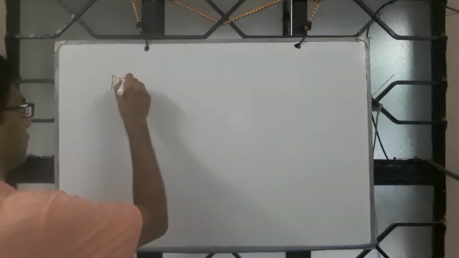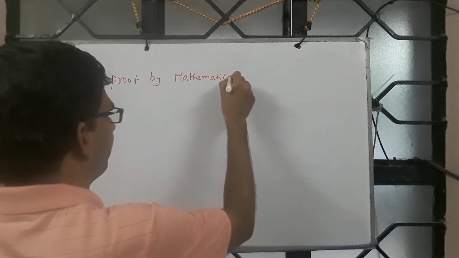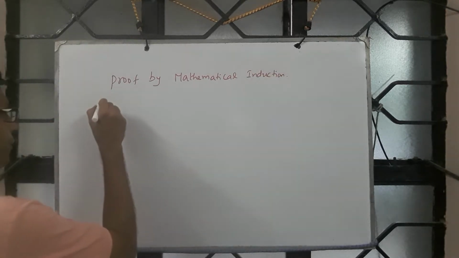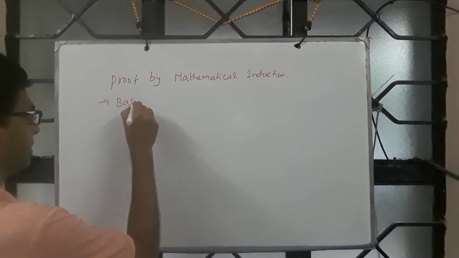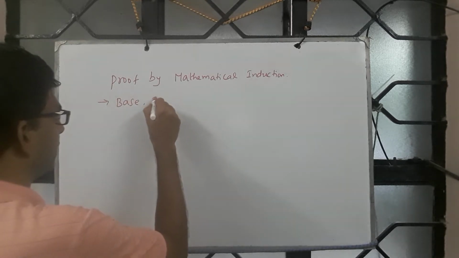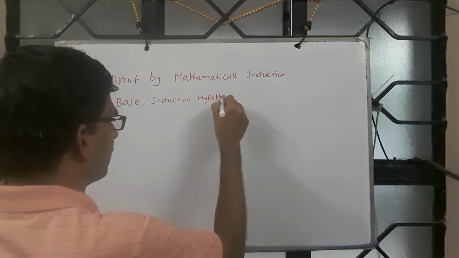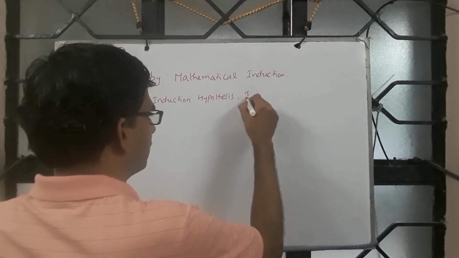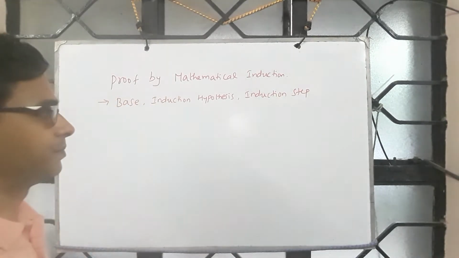It has got three components. So proof by mathematical induction. If you look at the way it proceeds, it has got three parts. The first one is called base or basis. The next one is called inductive or induction hypothesis. Some assumption, induction assumption or hypothesis. The third component is called induction step or anchor step.